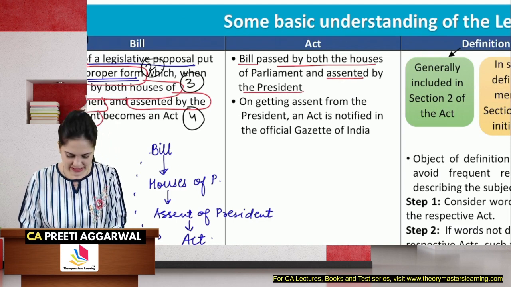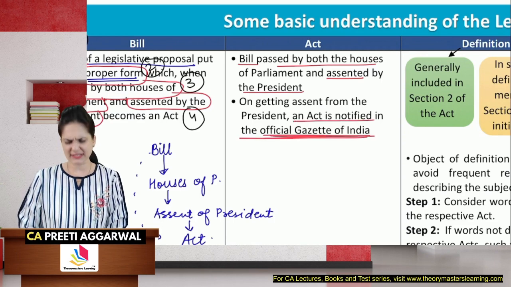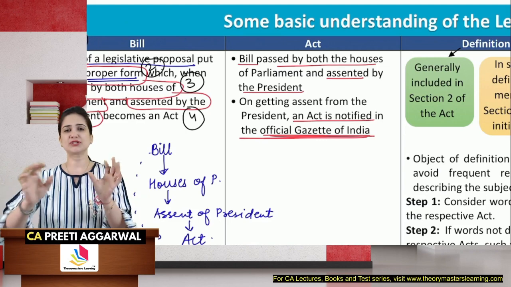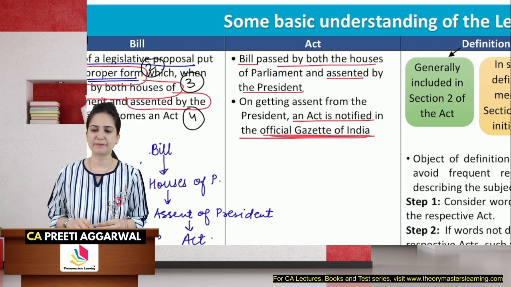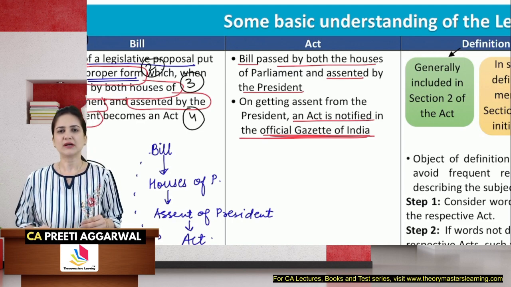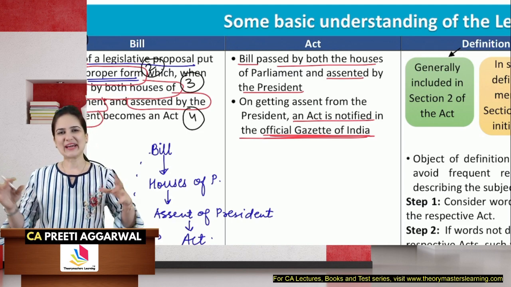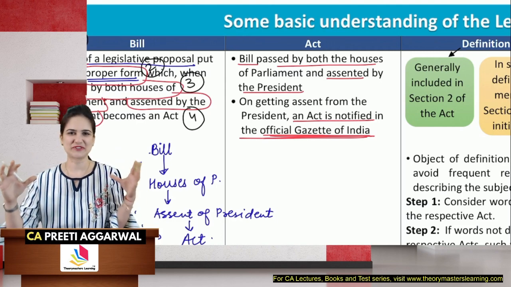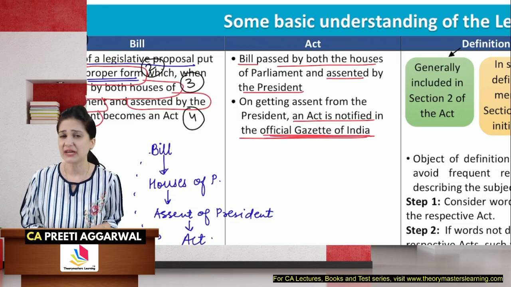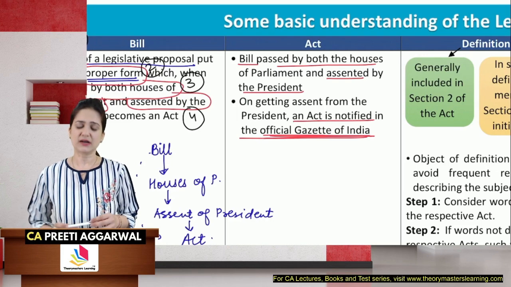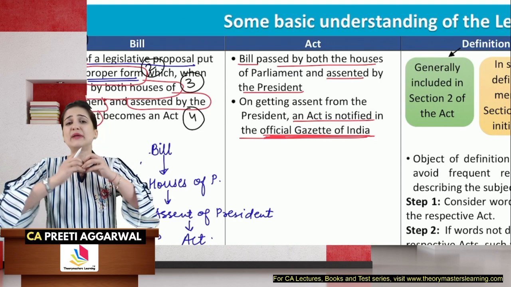On receiving the assent, the act is then notified in the official gazette of India. Now, what is an official gazette? It is nothing but an official booklet which is issued by the central government. It was earlier printed in the press of the government. But yes, due to COVID, everything went digital. So the whole official Gazette library is now available online. You can visit the Gazette of India website and go through the official Gazette. It is nothing but a booklet of public announcements.